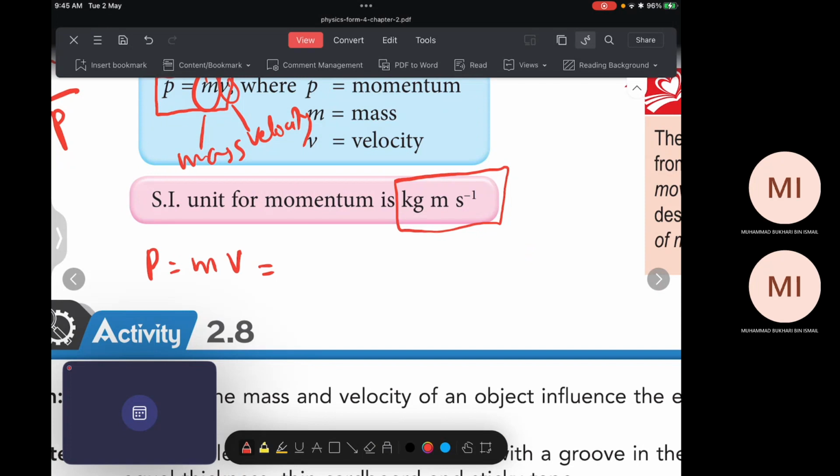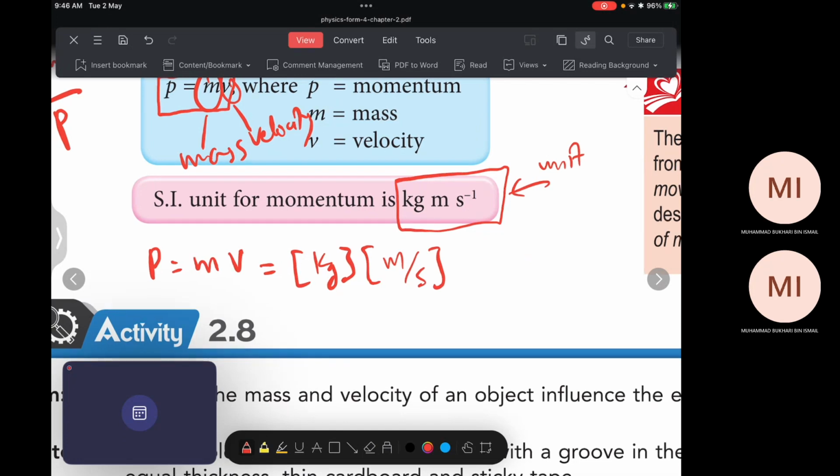Okay, let us look at the unit. What is the unit for mass? Kilogram. What is the unit for velocity? Meter per second. Is it correct? That's why we have this unit. This is the unit for momentum. Any problem? Any question?